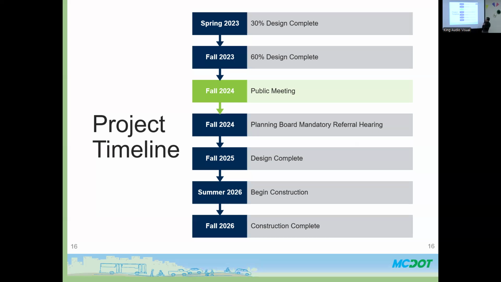Following this meeting, we're planning to gather all your feedback and update our design as needed. And we're going to present our design to the planning board for a mandatory referral. After that, we're looking to complete the design sometime in fall 2025, and hopefully begin construction in summer 2026 and have it completed by fall 2026. Next slide, please, Lori.